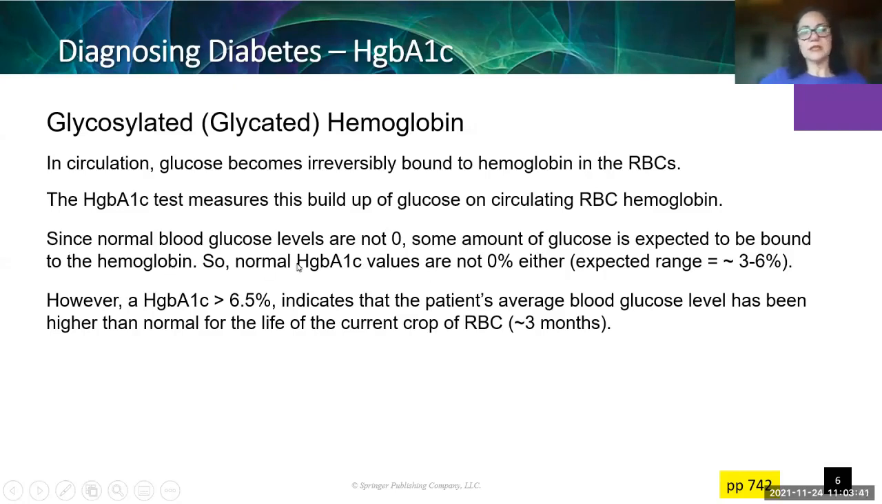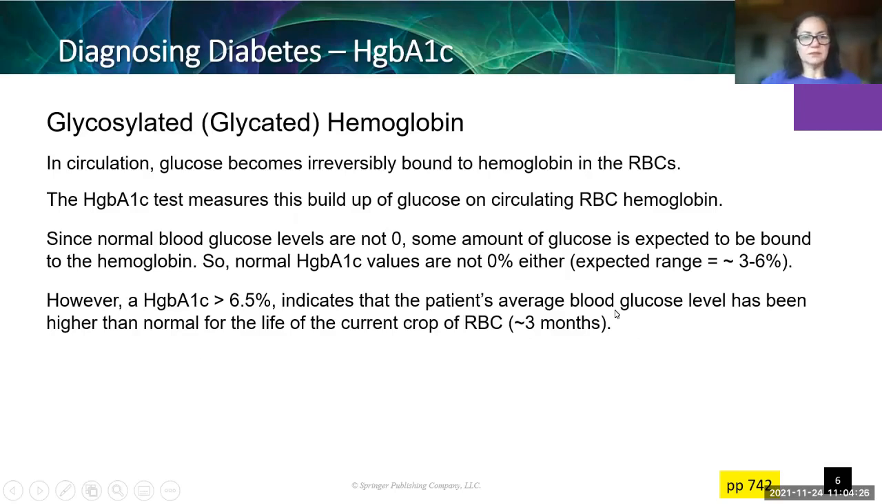All right, so you don't expect the hemoglobin A1c values to be 0 because normal blood glucose values aren't 0. So you expect that there's going to be some glucose bound to some of the hemoglobin. I very roughly said 3 to 6%. That's actually not accurate. 3.5% to 6.5% is pretty typical. We like it to be lower than this. 3.5 to 5.5, we would consider normal. Above that, we're starting to have problems. If it gets to 6.5%, that's when somebody gets diagnosed with diabetes.